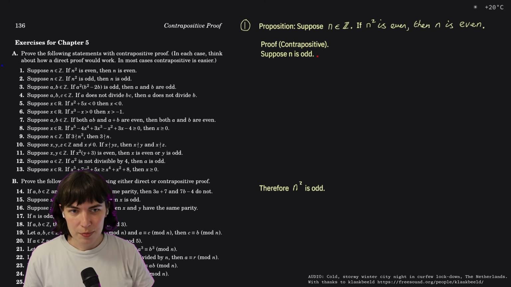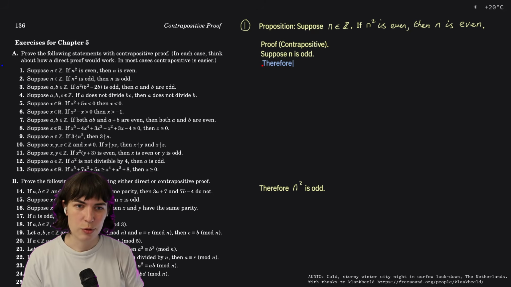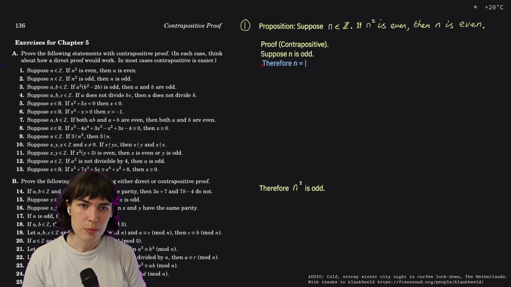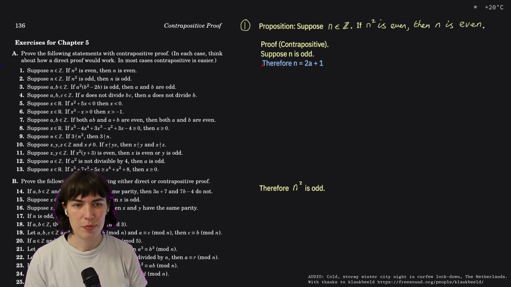Okay. Let's go. Therefore, oh, I changed the color. Therefore, n equals 2a plus 1 for some integer a.